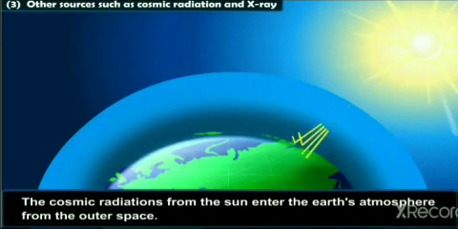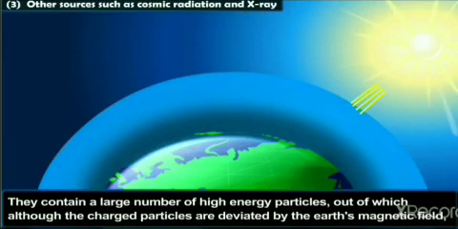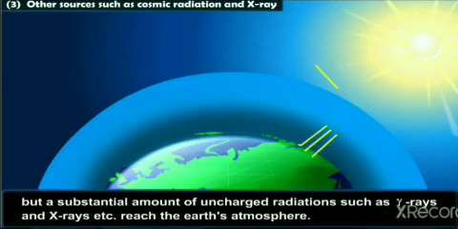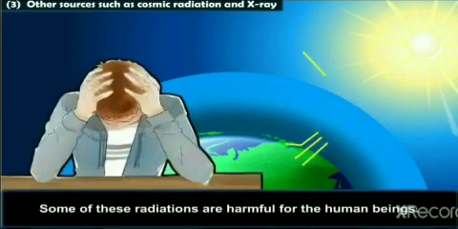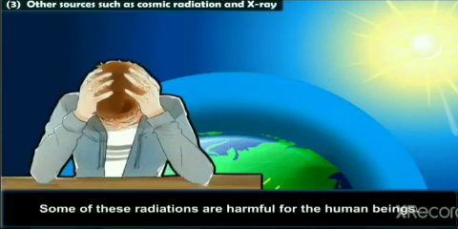3. Other sources such as cosmic radiation and X-rays. The cosmic radiations from the sun enter the Earth's atmosphere from outer space. They contain a large number of high-energy particles, out of which, although the charged particles are deviated by the Earth's magnetic field, a substantial amount of uncharged radiations, such as gamma rays and X-rays, reach the Earth's atmosphere. Some of these radiations are harmful for human beings.